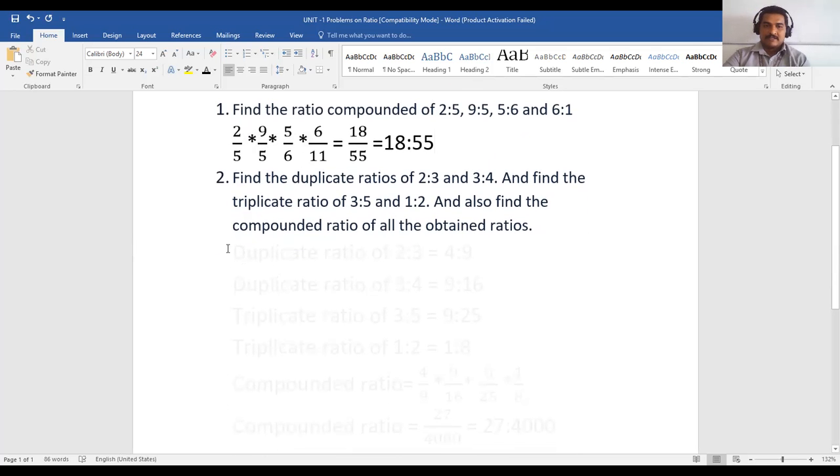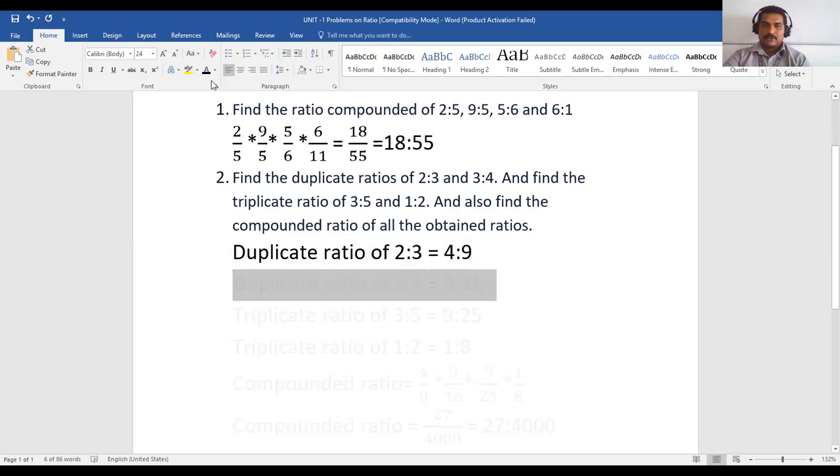Okay, so first we will find out the duplicate ratio for the first two ratios. That means first ratio 2:3. We already came across the concept: duplicate ratio means directly squaring the antecedent and consequent. So 2 square is 4, 3 square is 9. So the duplicate ratio of 2:3 is 4:9. Next, the duplicate ratio of 3:4. If you square, you will get 3 square 9, 4 square 16. Okay, then we got it.